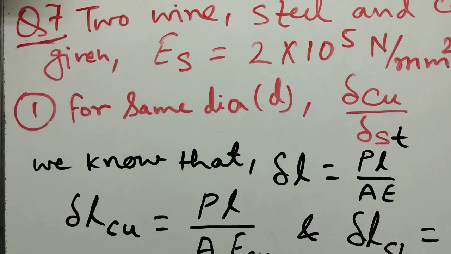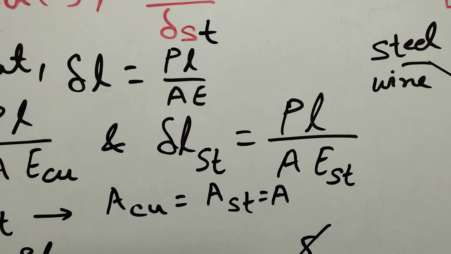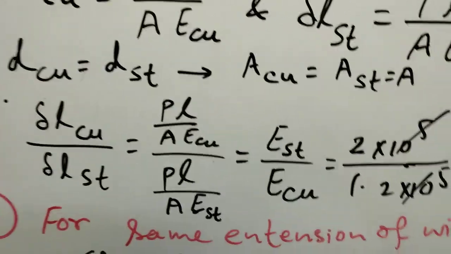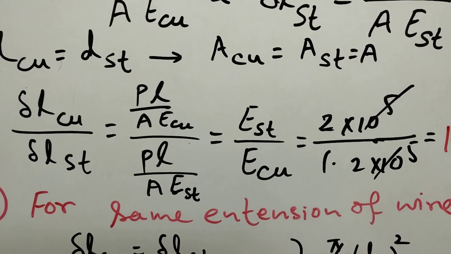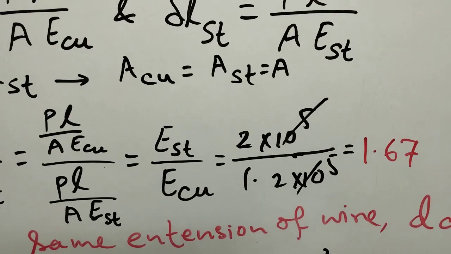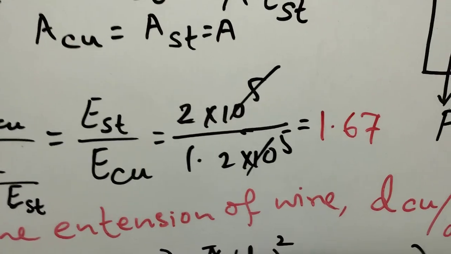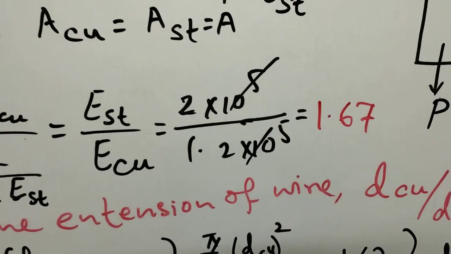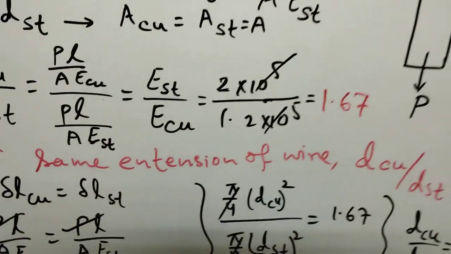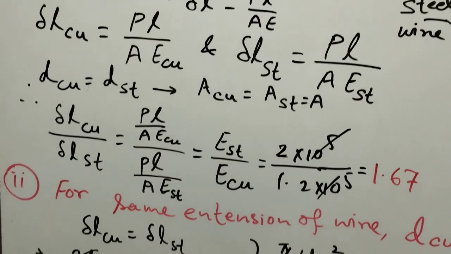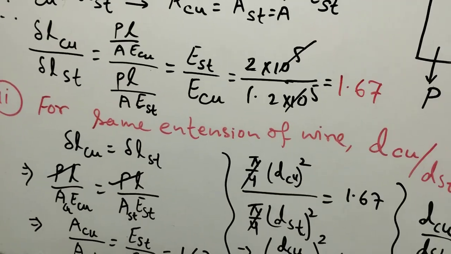This is the first question, considering the same diameter. Now the area of the copper wire equals the area of the steel wire, equal to A, and we take the ratio of the extension of the copper wire divided by the extension of the steel wire, equal to PL by A E_Cu divided by PL by A E_St. With cancellation of the load, length and area, the result is the ratio of the modulus of elasticity of steel to the modulus of elasticity of copper. This value is 2 × 10^5 divided by 1.2 × 10^5, equal to 1.67. Therefore, the ratio of the extension of the copper wire to the extension of the steel wire equals 1.67.